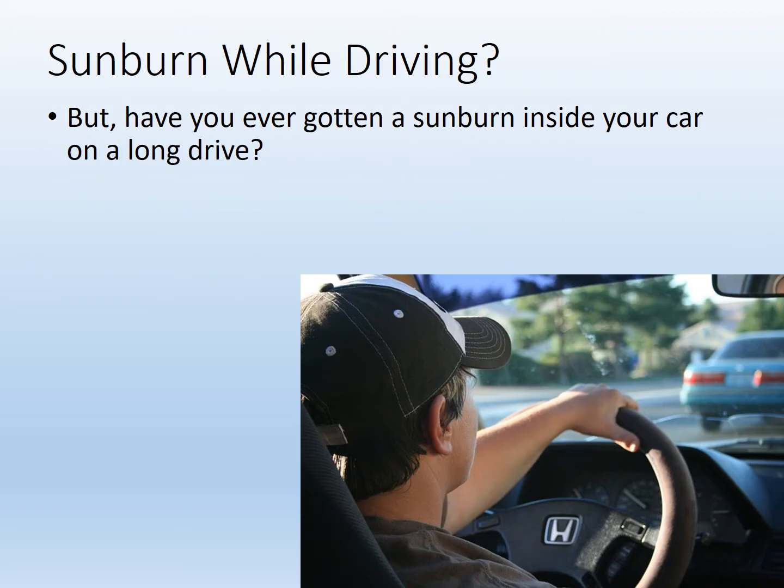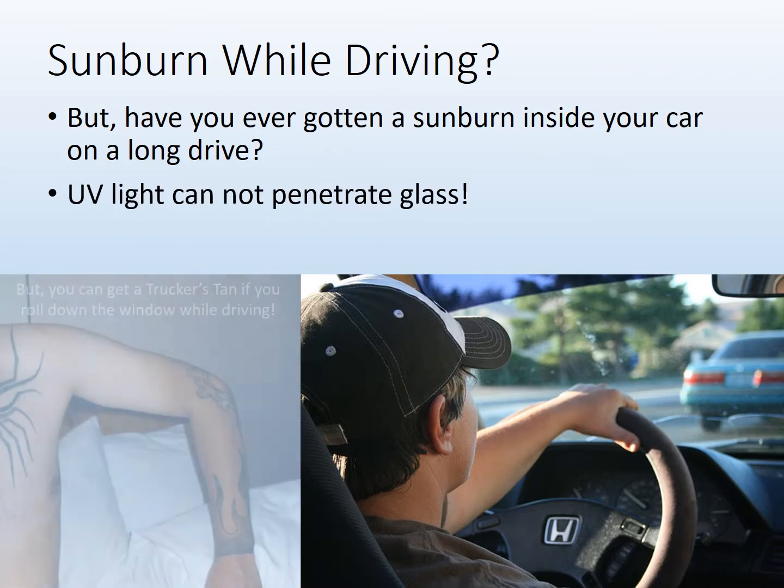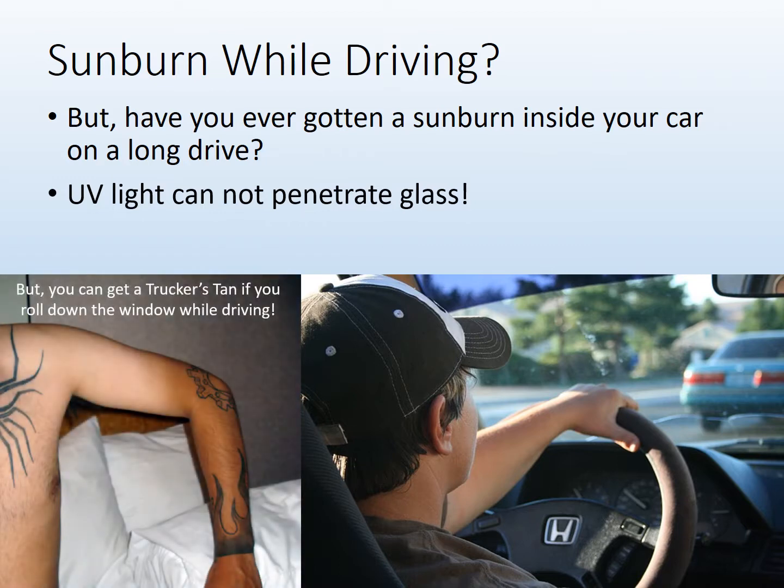Here's a question for you. Have you ever gotten a sunburn while driving your car? I mean, your arm is sitting there, the sun's shining through the glass and it's hitting your arm. But do you ever get a sunburn? Well, as it turns out, in addition to not allowing infrared through, glass also blocks UV radiation. So the visible light goes through, but the UV is blocked. That's why sometimes you'll get something called a trucker's tan, because you've got one window down and you've got your arm sticking out and the rest of your body's not getting exposed to the UV radiation.